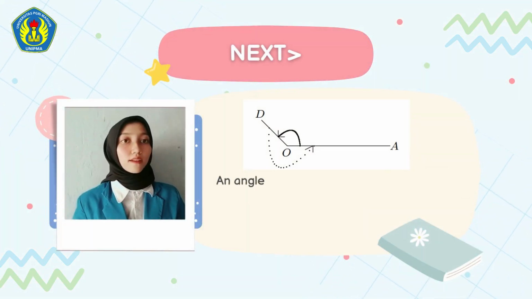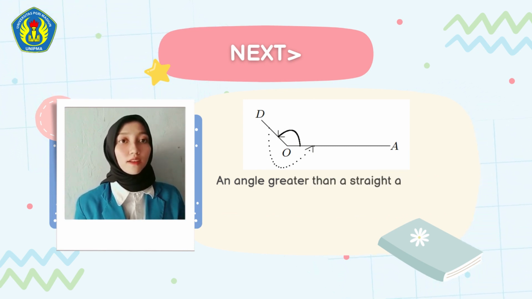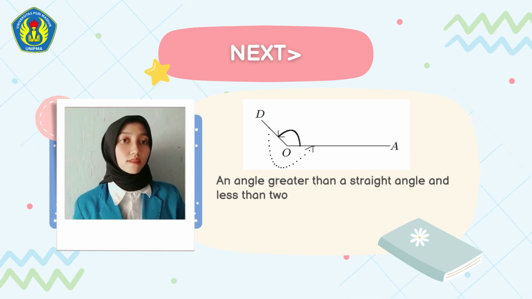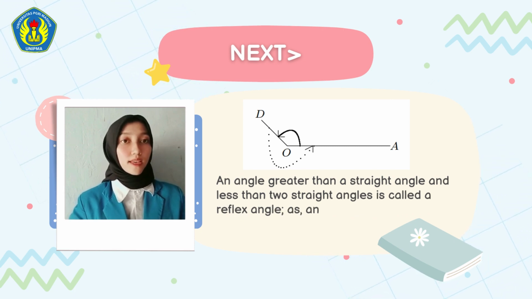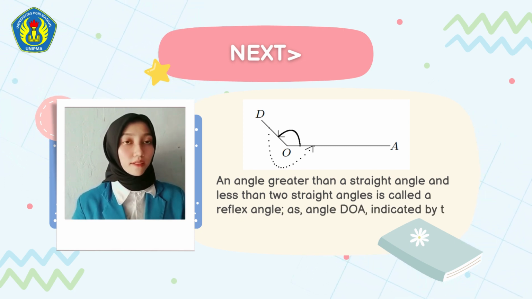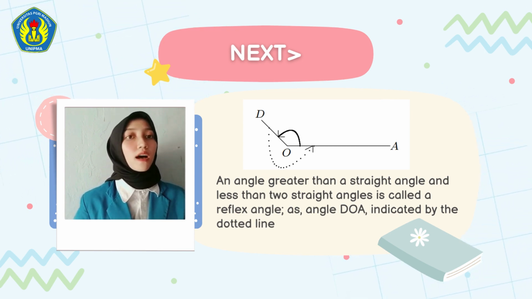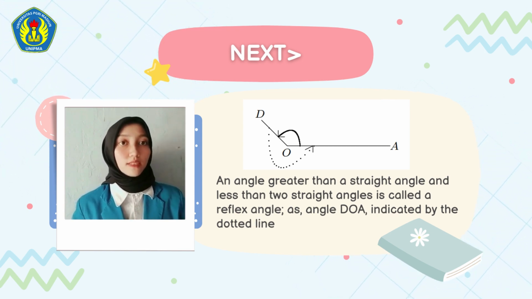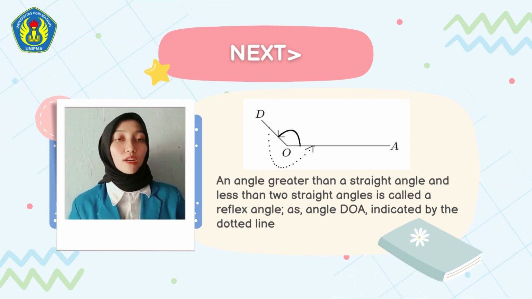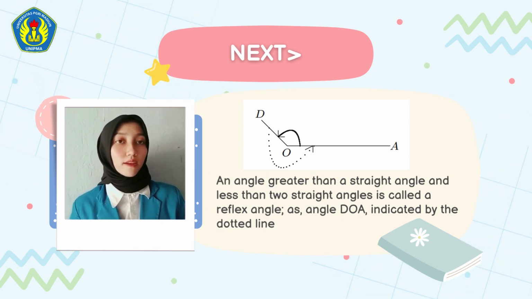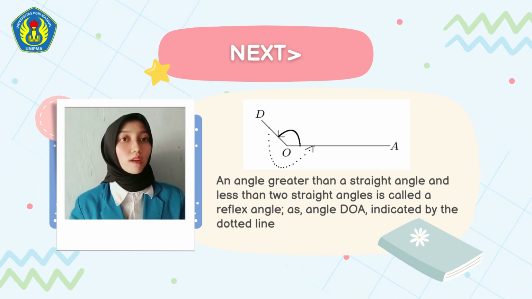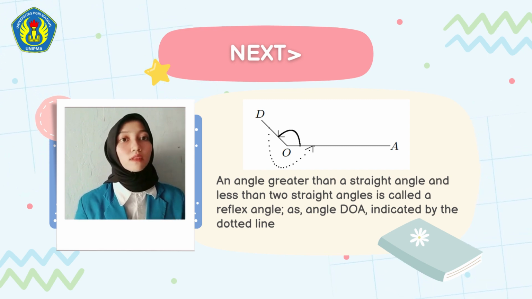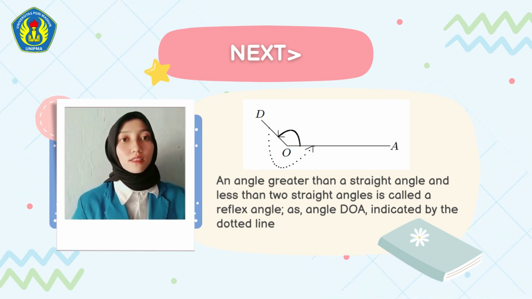Next, an angle greater than a straight angle and less than two straight angles is called a reflex angle, as angle DOA, indicated by the dotted line. Take a look at this figure. The reflex angle DOA in the picture is an angle greater than 180 degrees and less than 360 degrees. This angle is formed when one end of a line rotates more than half a circle, but less than a full circle.